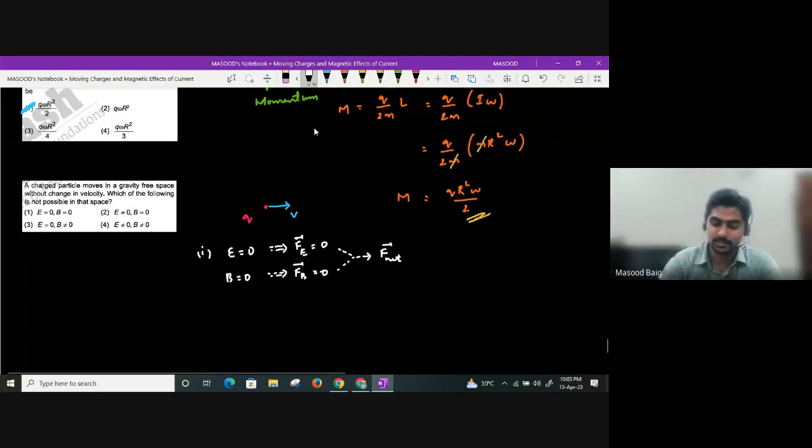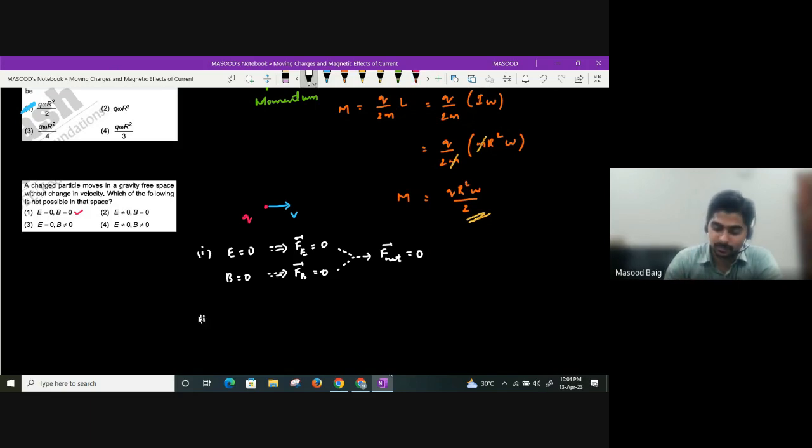Right. So in the first case, is there any net force? No. So again, the basic law of inertia: an object at rest continues to be at rest, and an object in motion continues to be in motion unless an external force acts. There is no force acting. So in this case, will it move in a straight path? Yes. So the first case is possible, right? Without change in velocity, it can be moving, guys.